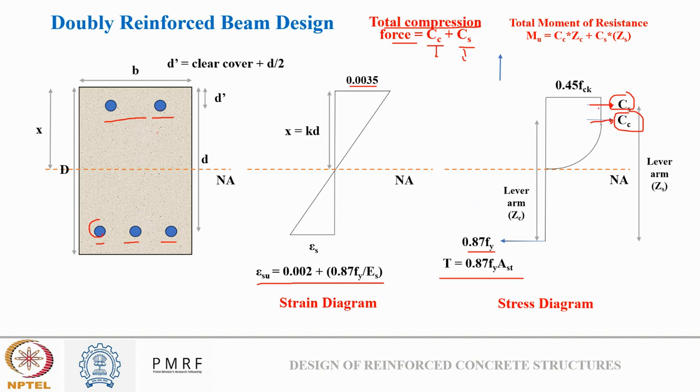Since we have two compression forces, these two forces may act at different levels. The CS will act at a depth d dash, which is the effective cover that we provide at the top, and CC, we know, acts at a distance 0.42 d. If these two distances are different, the lever arm value will also be different. That's why the total moment of resistance is now written as CC times ZC plus CS times ZS. ZC is the lever arm for concrete and ZS is the lever arm for steel. This is how we write the stress equation.